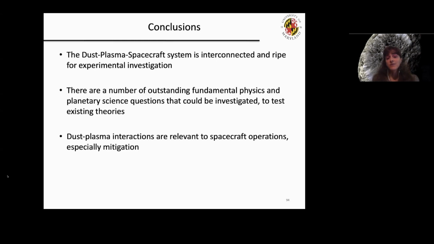And there's a number of outstanding fundamental physics and planetary science questions that could be investigated to test our theories. And then finally, dust plasma interactions are relevant to spacecraft operations, especially mitigation. You know, mitigation technologies are sensitive to the charge on dust particles. So predicting that charge would really be helpful in order to design some of these technologies. And with that, I'm happy to take any questions.